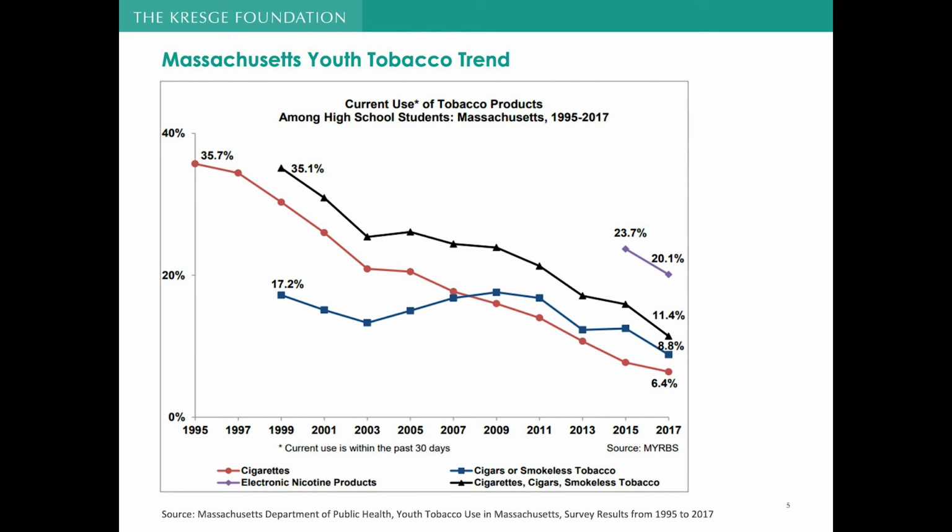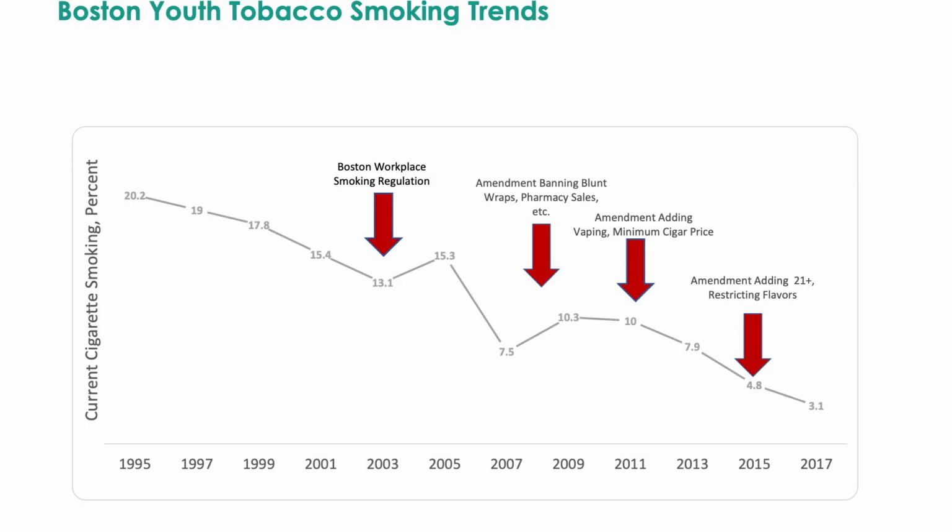And what we see mirrored the national trends in terms of a decrease in tobacco use. Let's move on to the next slide, please, which really zeroes in on Boston data, again using our YRBS data.